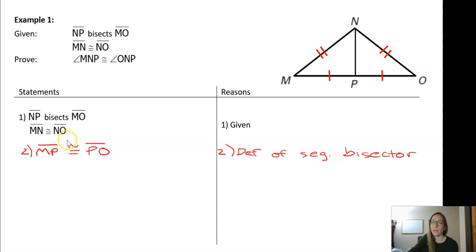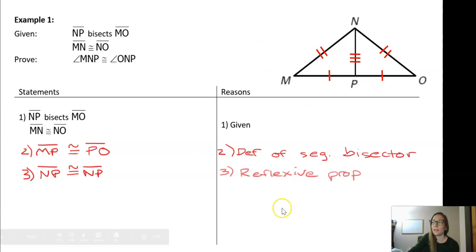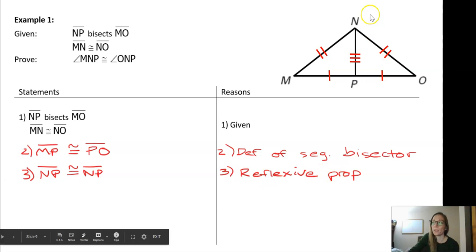So now we have two pairs of sides that are congruent, this pair and this pair. And so now I need one more thing. The last thing, there are actually two options, but I am going to pick NP being congruent to itself because I think it's the easiest one. And if NP is congruent to itself, think about why that's true. Why is NP congruent to itself? That's because of the reflexive property. The reflexive property tells us that it's congruent to itself.